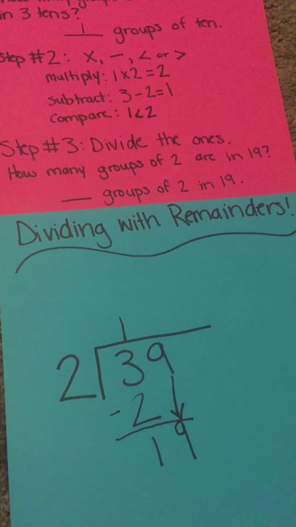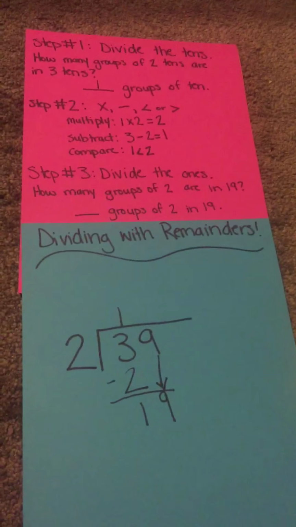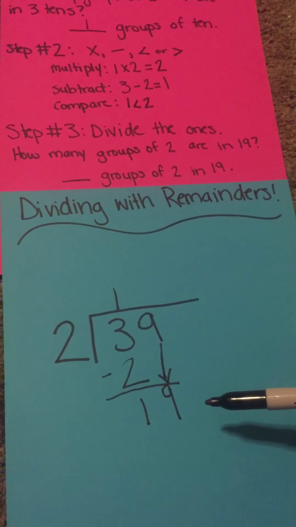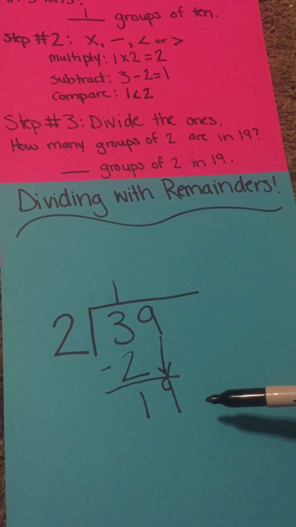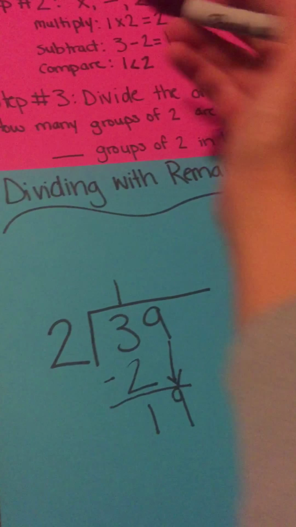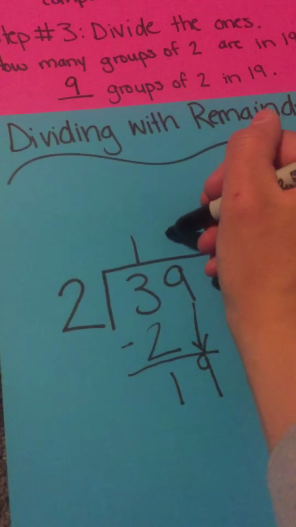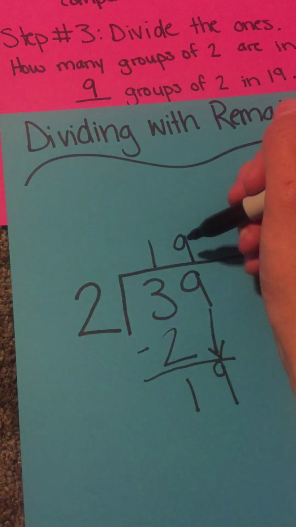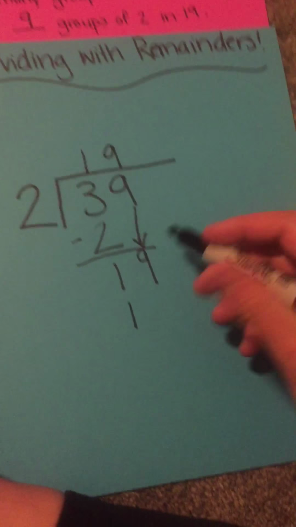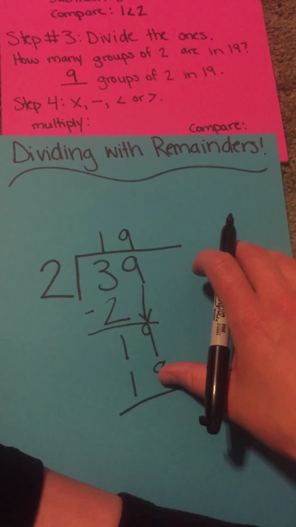So our step 3 is to divide the ones. So now we want to look at how many groups of 2 are in 19 ones. So we know that there are 9 groups of 2. So again, we put the 9 right here. 9 times 2, 18, which is our next step of multiplying.